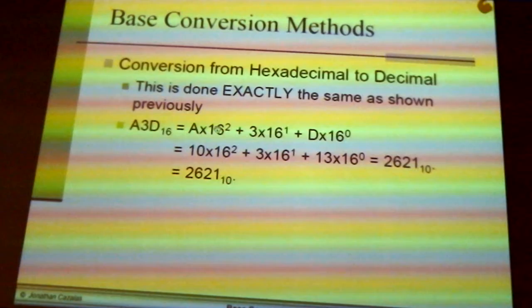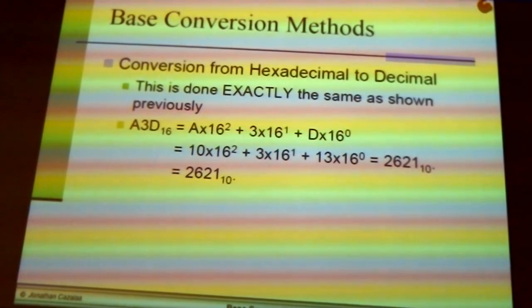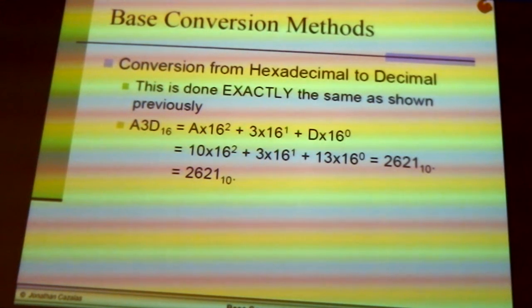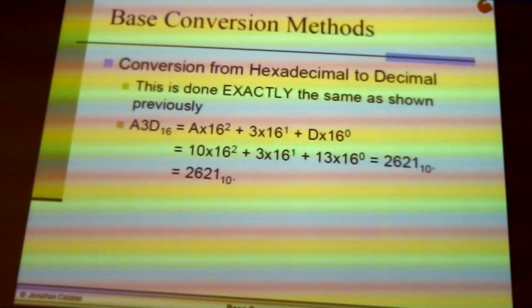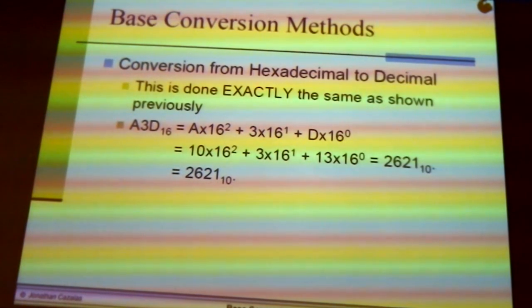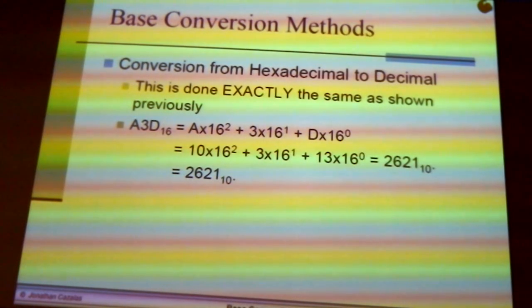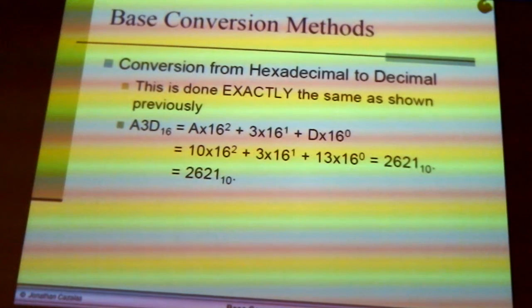If you're representing this data and going from hex to decimal, you just keep the placement of it. We have our 2 values there: our alpha, then our 3, and we have a delta. So that is our 3 in position 0, 3 in position 1, and our alpha in position 2. Just like any other base, we convert it the same way to get our decimal value.